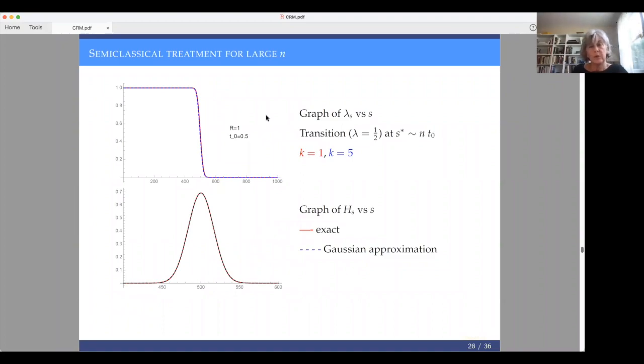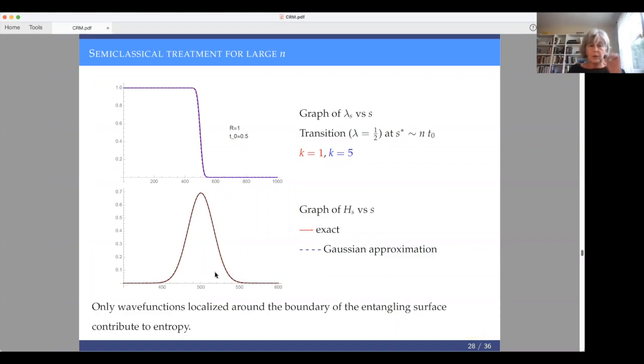Also, I wanted to mention something about the graph for lambda: this graph is essentially the same for all k's. k equals 1 is the red, and k equals 5 is the blue, and they're identical. Now, because the entropy per mode has a Gaussian approximation, this allows us to do a semiclassical approximation for the entropy S. Okay, but I have one more thing to mention here.